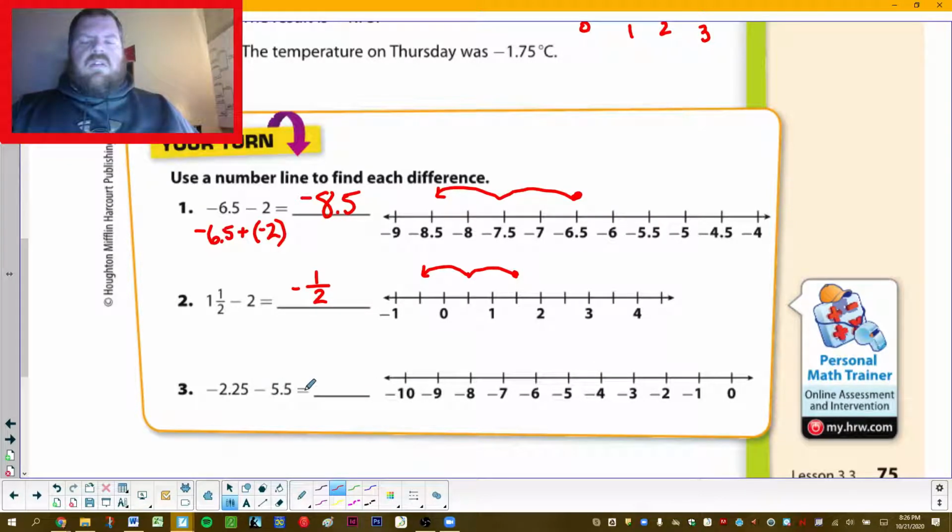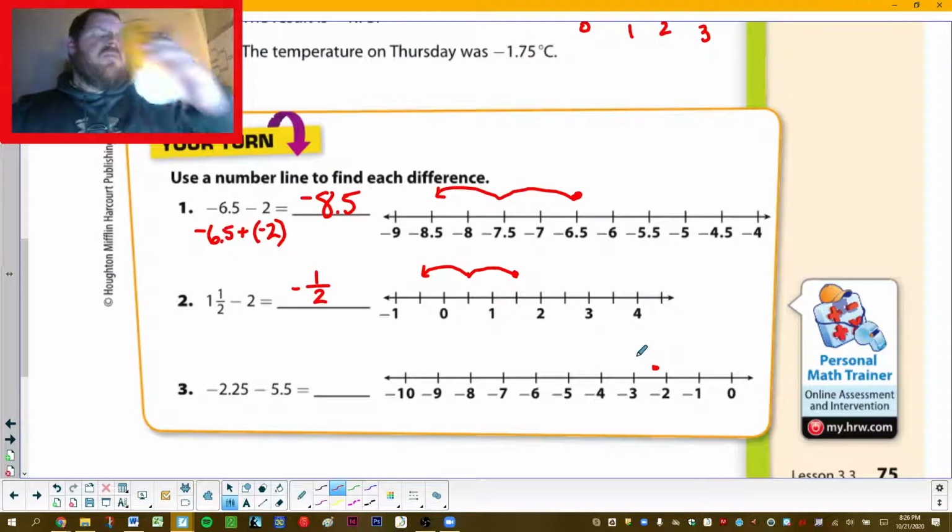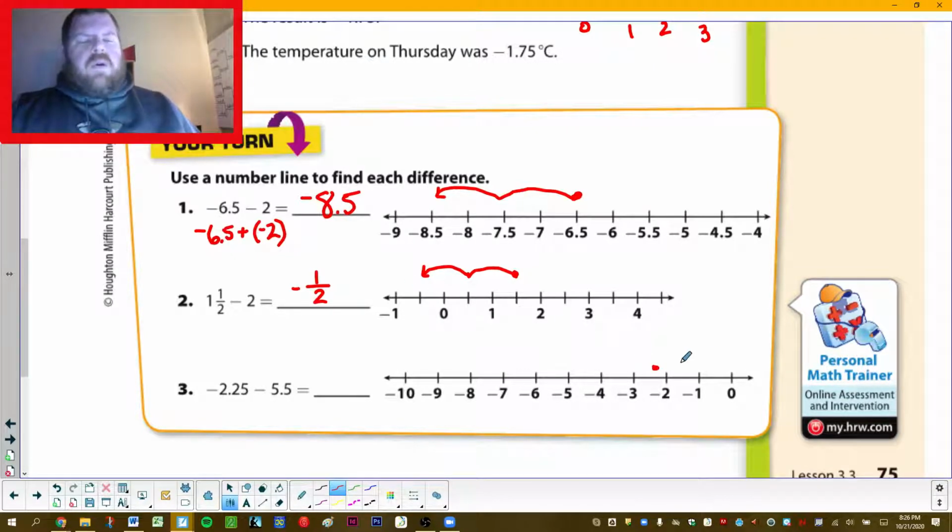Last one of these, -2.25. We're going to have to guess where that's at, but it's somewhere right here, a little bit past -2. And then I want to move left 5.5 more. Okay, so let's move our 5, and then we'll figure out what a 0.5 move looks like. So every time I move, I'm going to be going to that 1/4 spot, that 0.25 spot.